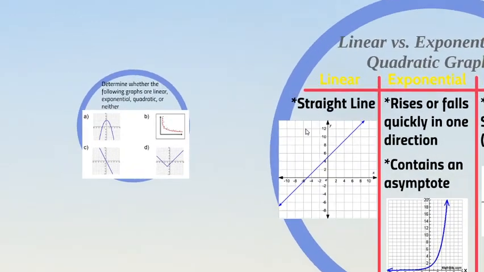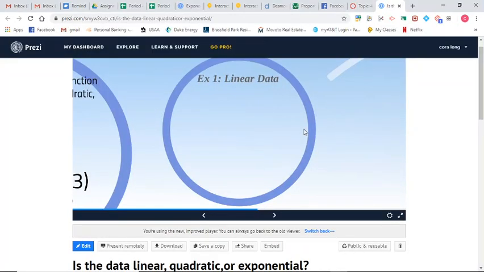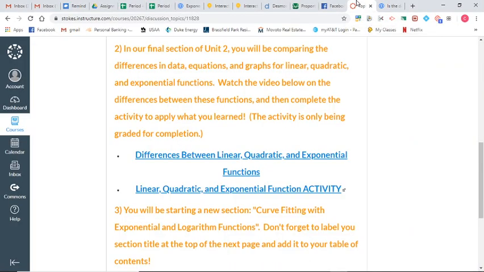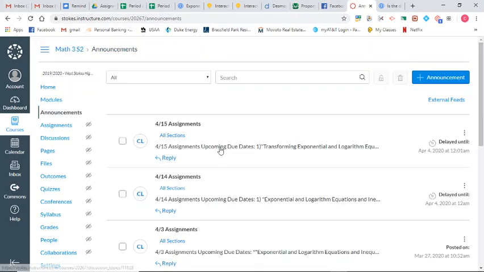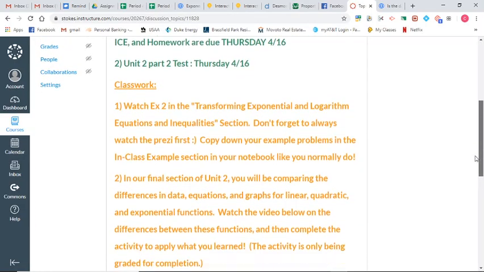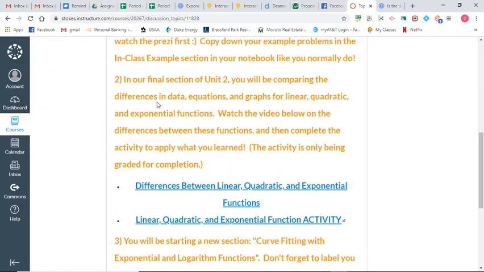Now that I've gone over what some of these graphs look like, you guys will be completing an activity just to let me know if you understand the concepts between linear, quadratic, and exponential. So go to the announcements link on your homepage and click on the /15 assignments. It says in our final section of Unit 2, you'll be comparing the differences in data, equations, and graphs for linear, quadratic, and exponential functions. Watch the video below, which is this video, and then complete the activity to apply what you learned.